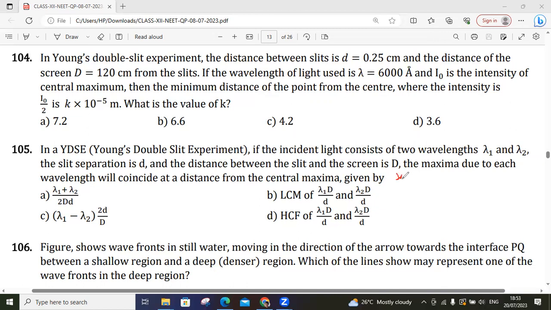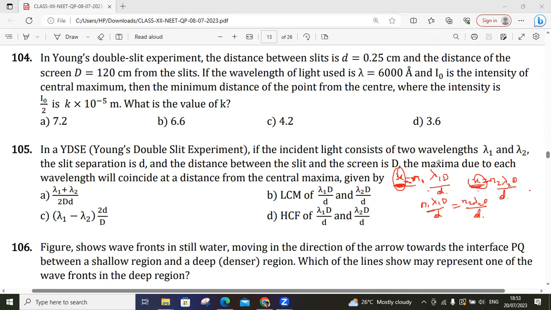Where x is the same. So x of bright fringes in the first one, suppose n1 of this will coincide with n2 of this. Then it will be n1 lambda 1 D by d will be the position of the first, and this will be n2 lambda 2 D by d. So when this x and this x become the same, it means they coincide. They are at the same distance from the center. So where n1 lambda 1 D by d is equal to n2 lambda 2 D by d. That x we want, right? Where both of these are equal.